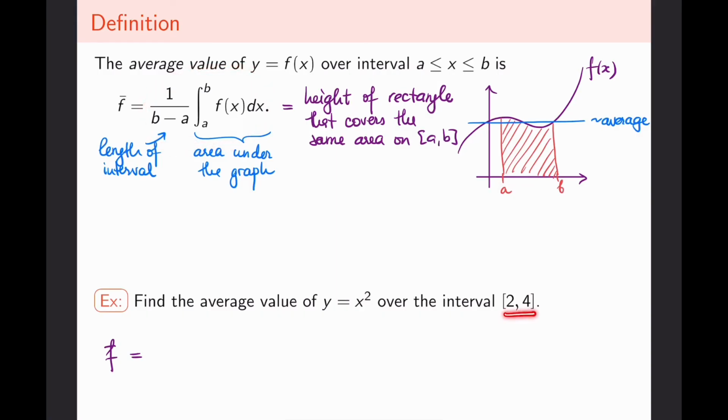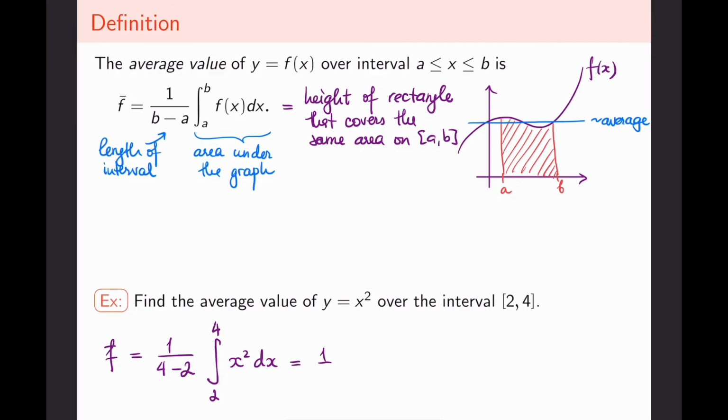The interval itself is what is labeled a and b in this case, and therefore I will have 1 over 4 minus 2. This is my value for a, this is my value for b. Next comes the integral from 2 to 4 of my actual function. The computations themselves are going to be fairly straightforward.